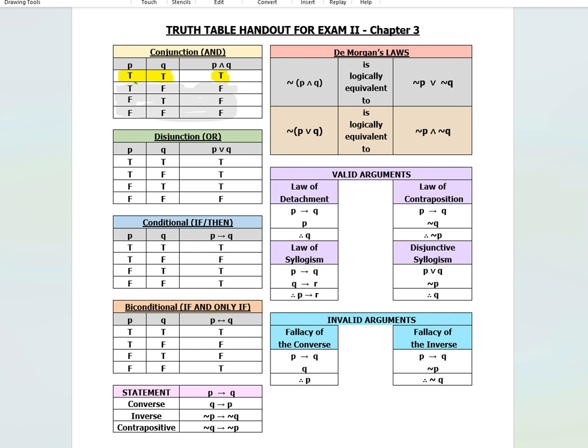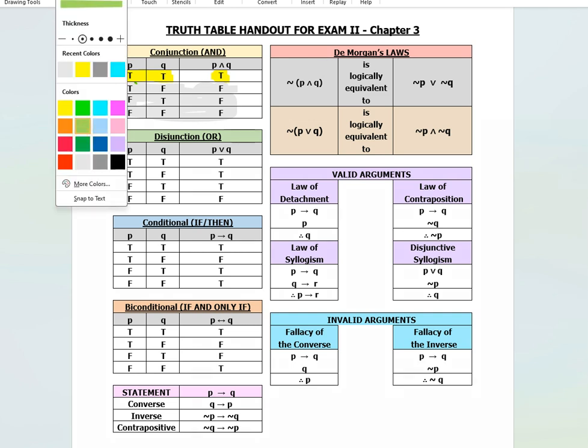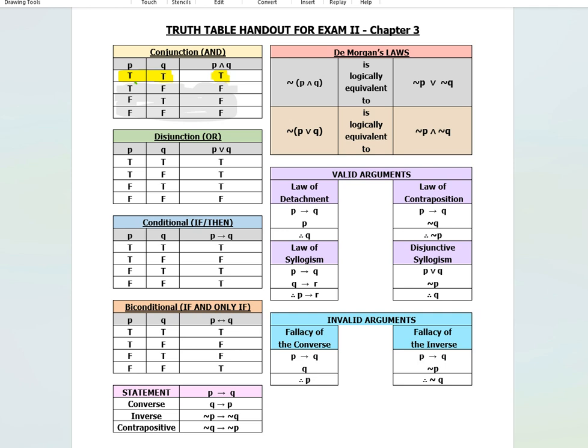But then when you go to the disjunction, you'll have all trues if at least one of them is true, because it's an or. So it can be this or it can be that. And so now on this one, the only time you get a false is when they're both falses. And now I'm about to go through the conditional and the biconditional, and it's explained a little bit different.